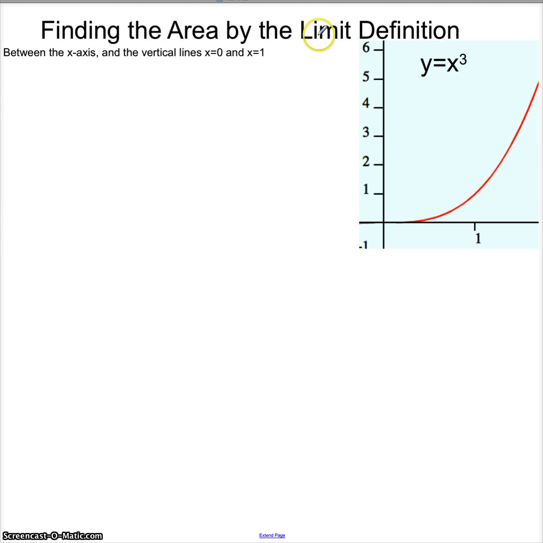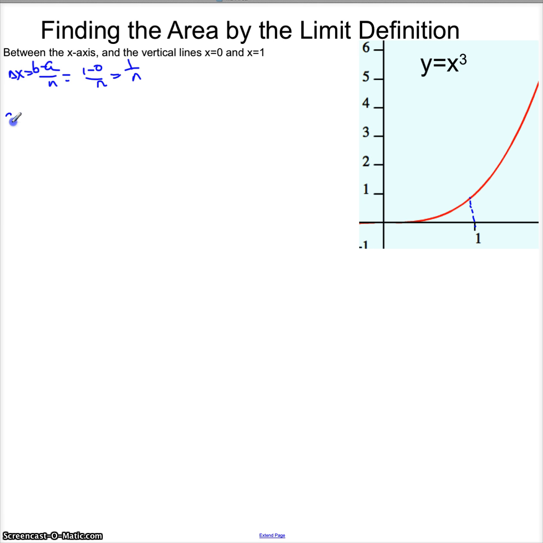Let's find the area by the definition of limit for y equals x cubed between the x-axis and the vertical lines x equals 0 and x equals 1. So it's right here. First thing, write down what is your delta x. Delta x equals b minus a over n. b is 1 minus 0 over n, so this is 1 over n. First thing you need to write down.